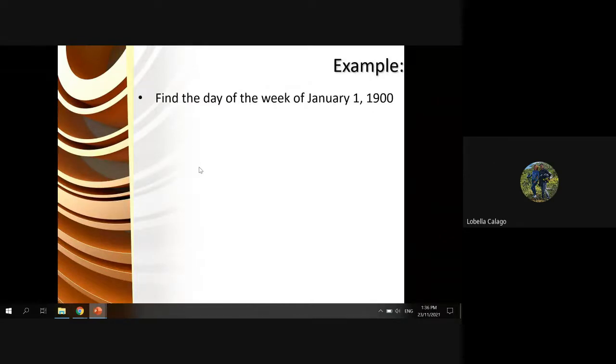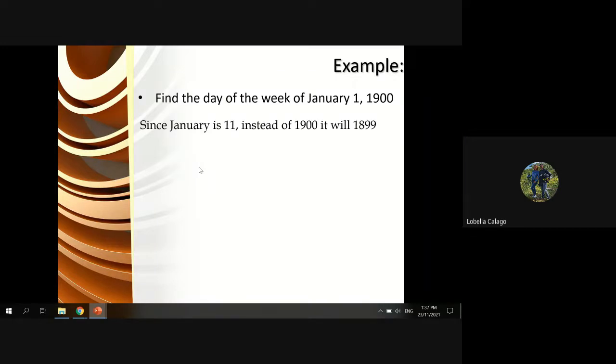For example, if you want to find the day of the week of January 1, 1900, we all know that January is the 11th month, not the first month. So what will be the century, the year, and the month? Since January is 11, instead of 1900, it will be 1899. Because in our calendar, January 1 is the first month of the year, but since January is still the 11th month here, we will not use 1900. We will go back to the previous year because it belongs to the previous year. So it should be 1899.